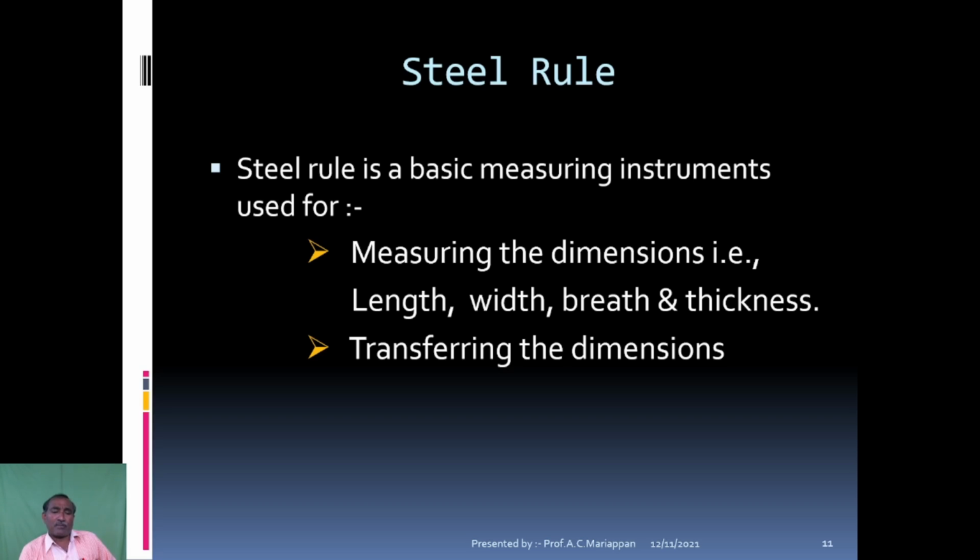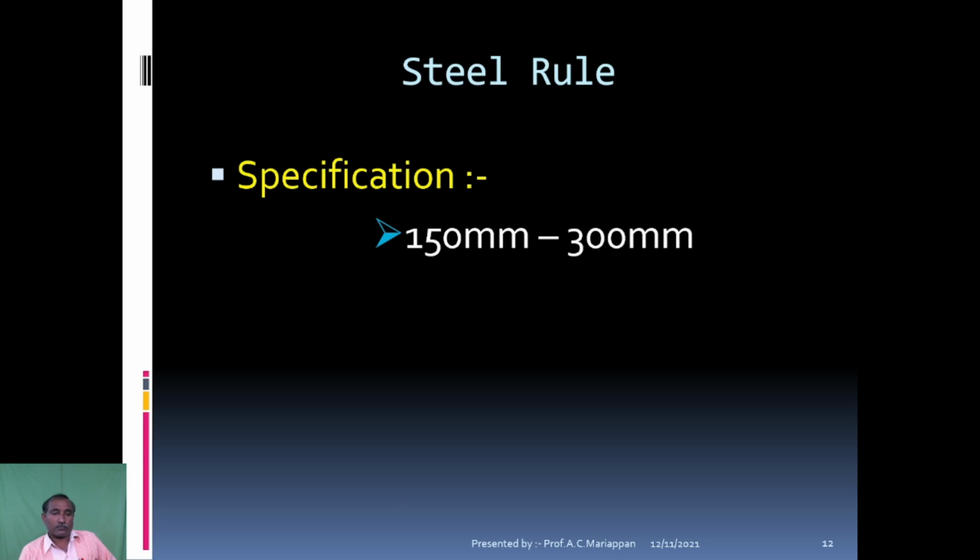So the measuring dimensions, that is the length, width, breadth, and thickness, can be measured by means of a steel rule. Why is it called a steel rule? Because the material is made of steel, that is stainless steel. That's why the rule is called a steel rule. The transfer of dimensions is also possible by using it. We take the measurements, length, width or height, and transfer them to another part. So these are the main functions of the steel rule.